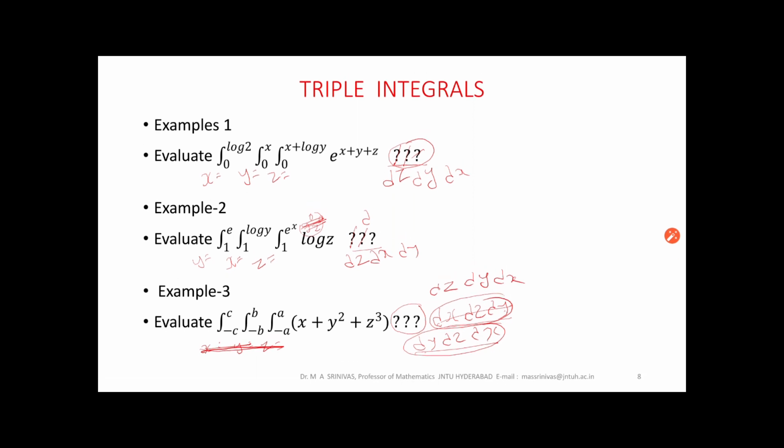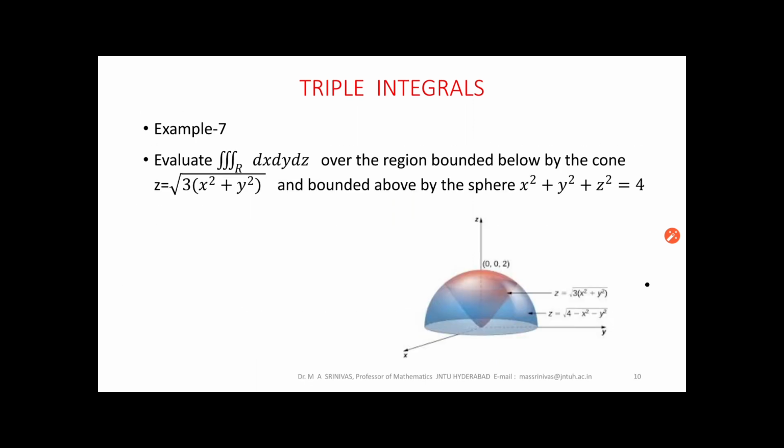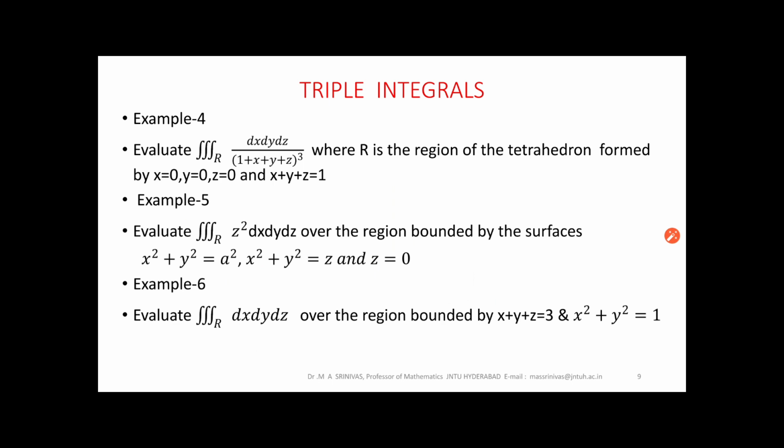So far in these three examples, all the limits are given to you and you have evaluated. Now, let us see one more example, example 4. Here, you have to evaluate the triple integral over R, 1 by (1 plus x plus y plus z) whole cube, where R is the region of the tetrahedron formed by these three: x is 0, y is 0, z is 0, and x plus y plus z is equal to 1.